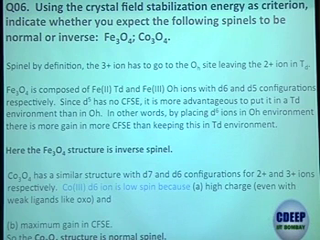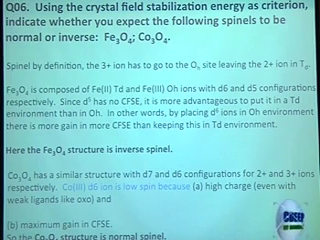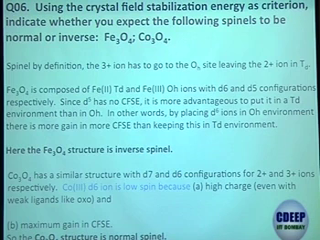Okay, how about Co3+? Co3+ is going to be d6. It is going to be minus 4 Dq if it is high spin, t2g4 eg2. Now, the problem is that this is minus 4 Dq. Technically speaking, it should be an inverse spinel.